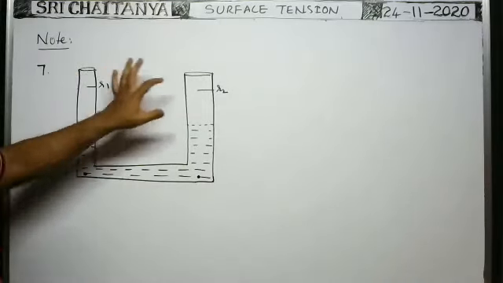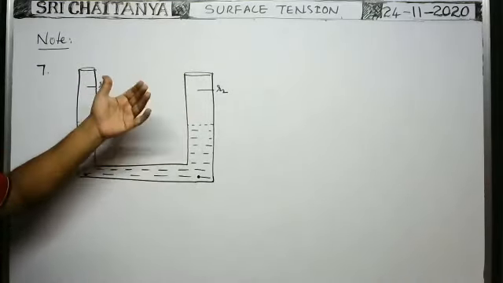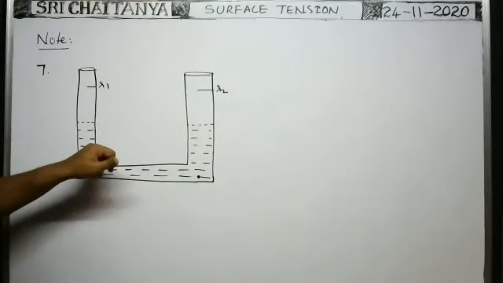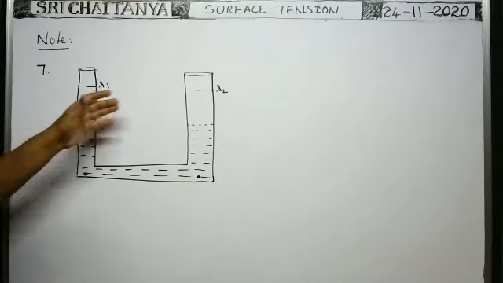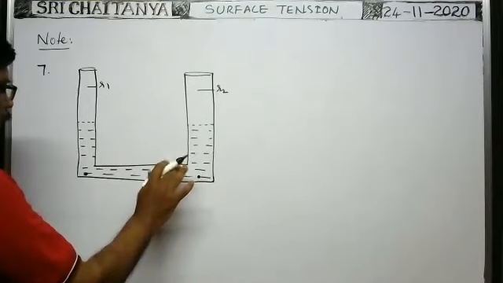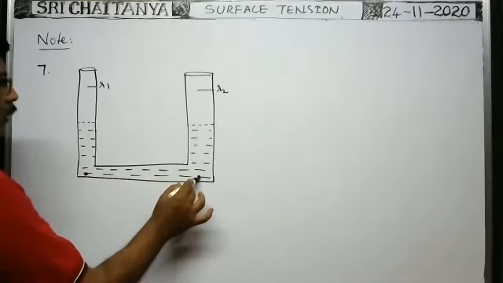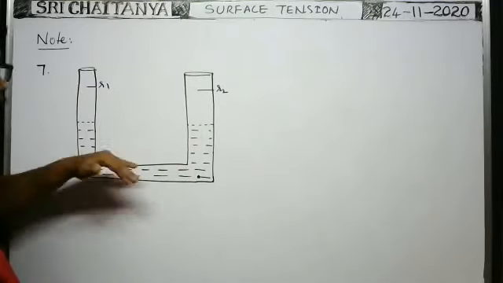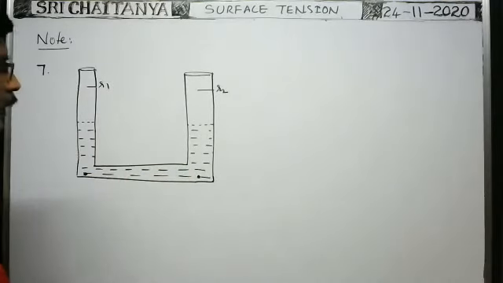Suppose here the radii are very large, and capillarity action is not there, capillarity phenomena is not applicable. Then when you take the liquid in both the limbs, whenever the liquid column is under equilibrium, the pressure at this point must be the same. That's why the height of the liquid column here and here must be the same, in order to have the same pressure at this point and at this point.